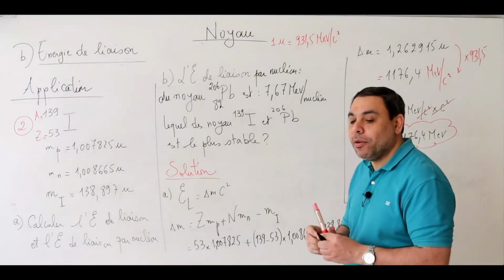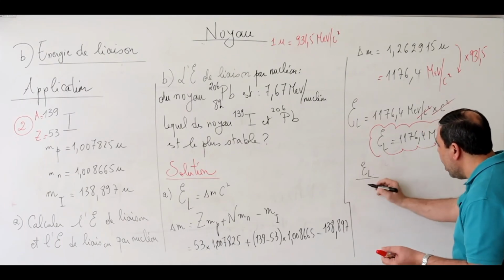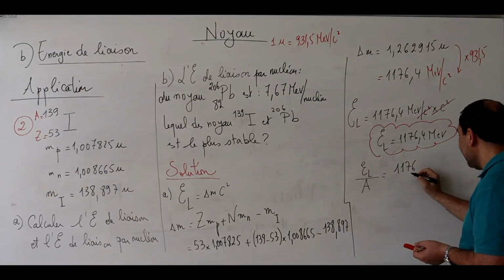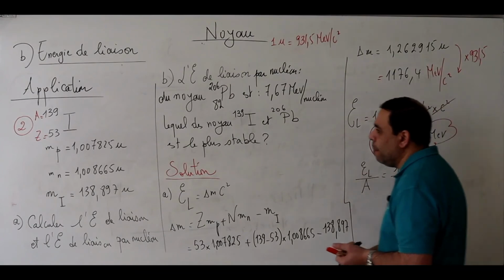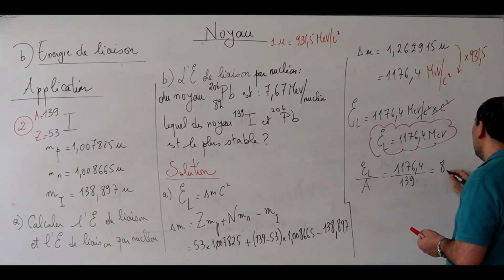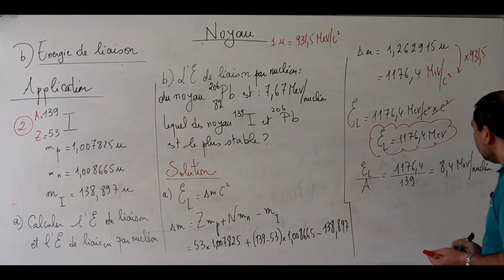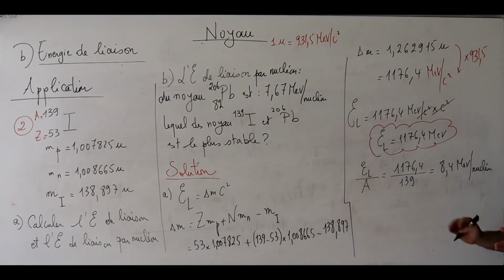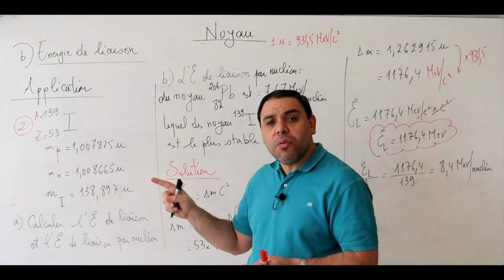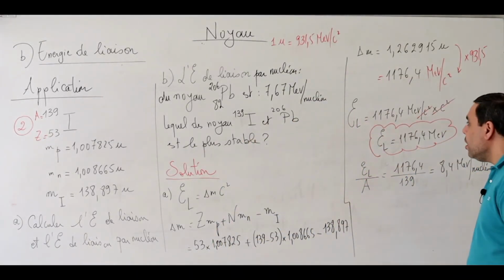We still need to calculate the binding energy per nucleon. The binding energy per nucleon is equal to the binding energy divided by A. 1176.4 divided by A, which is 139. So we obtain 8.4 mega electron volts per nucleon. So to each nucleon corresponds 8.4 mega electron volts per nucleon. So to separate a nucleon from the nucleus, we need to supply an energy of 8.4 mega electron volts.